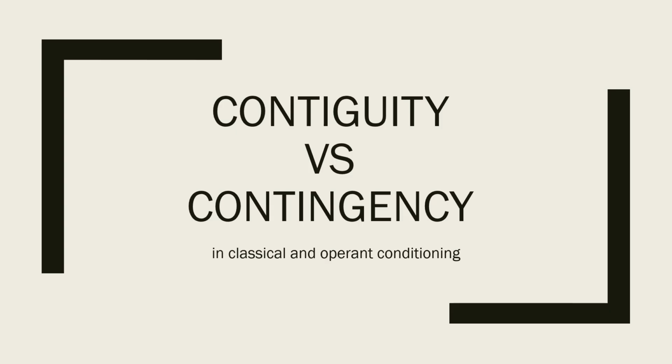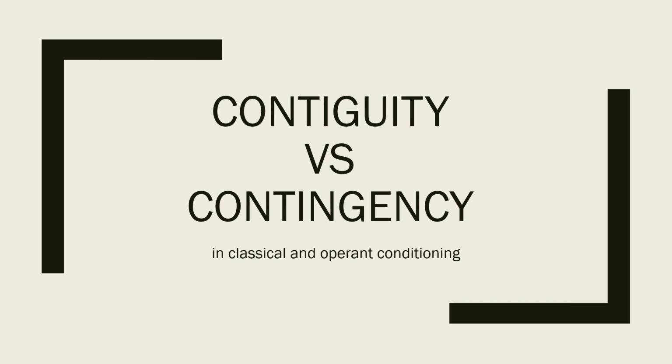In this video, we're going to explore the concepts of contiguity and contingency in different types of learning. We'll start by looking at their general definitions and then apply them specifically to classical and operant conditioning. I've linked my classical and operant conditioning videos in the description below in case you want to brush up on these types of learning first.